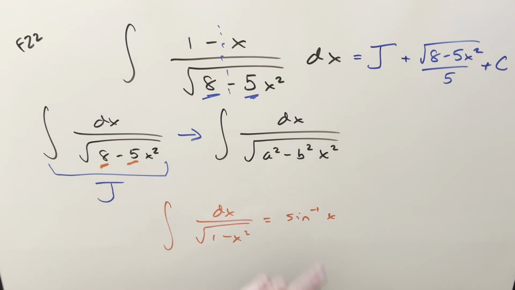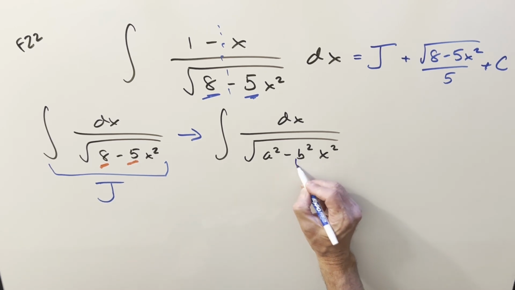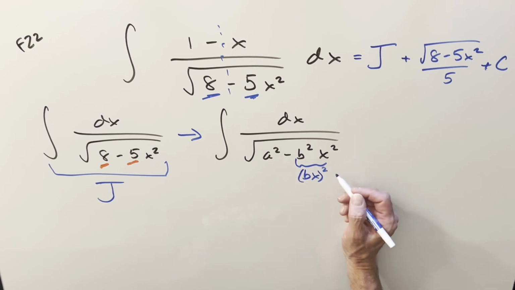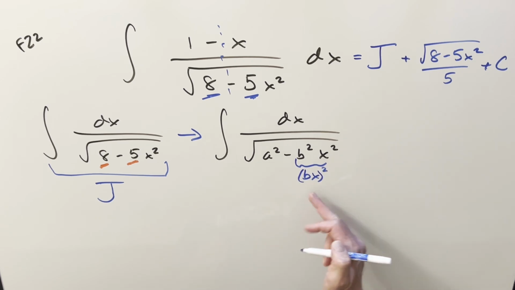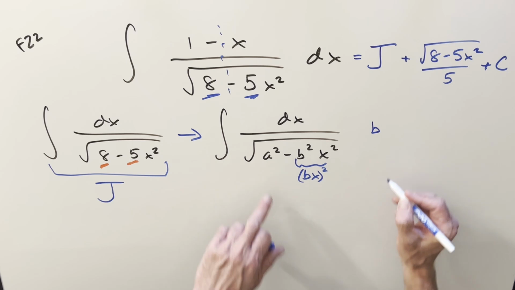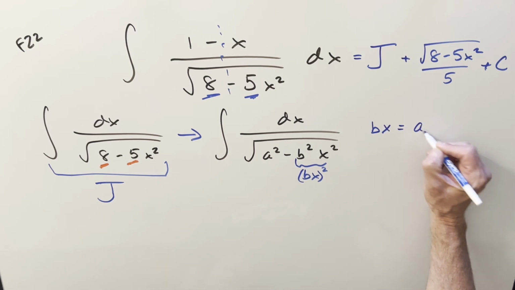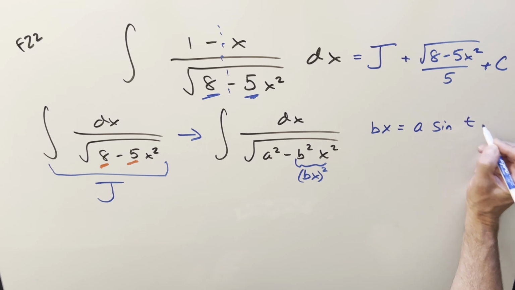We'll start with this right here and we'll do some trig substitutions. For the trig substitution, also we want to look at this right here. This is the same thing as bx all squared. So we'll do the substitution there, and we're going to want it to work with this a. So I'm going to want bx to be equal to a sine of t.